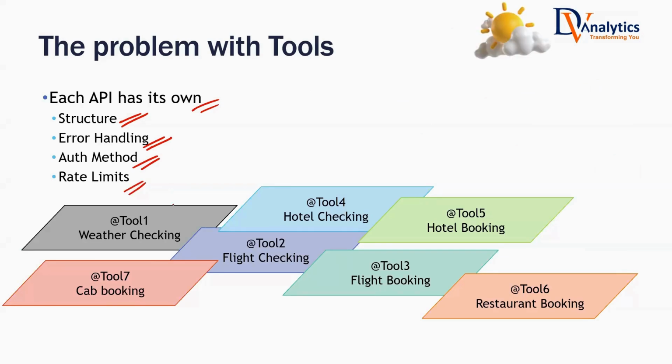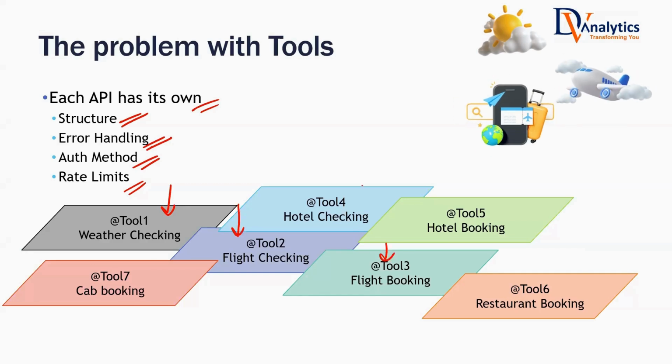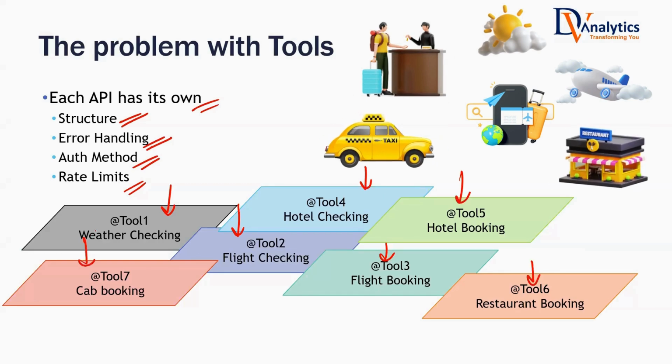Now, tool one does the weather checking task. Tool two, flight checking. Tool three, flight booking. Tool four, hotel checking. Tool five, hotel booking. Tool six, restaurant booking, cab booking. There are different tools available. Now, when you have this many tools, how do you think an AI agent can handle all these tools without repetition? That is the first thing.